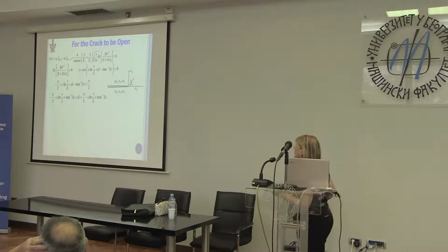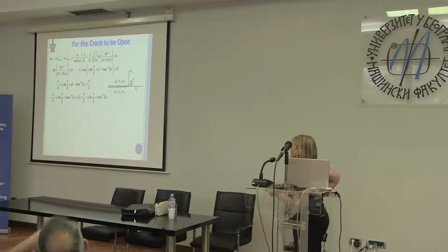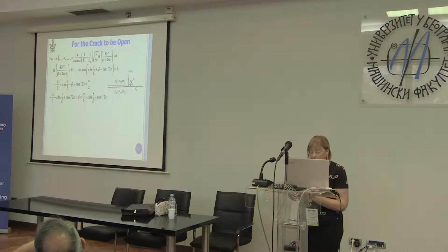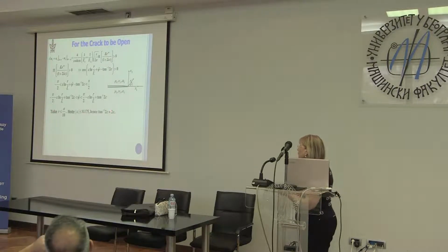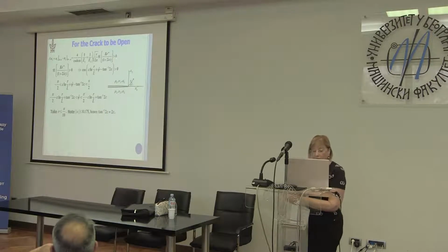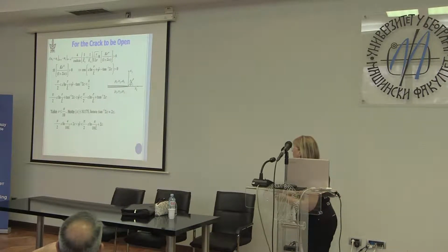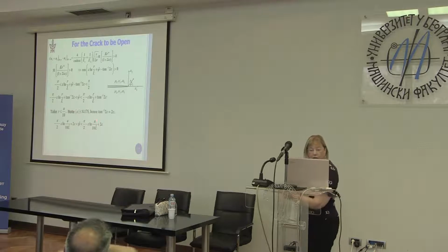And so we can write this, and we're finding what psi hat is for the crack to be open. So we have these two expressions, and we're going to take R smaller than A over 10. A is half crack length. Epsilon is small, so we'll write arctan of 2 epsilon is 2 epsilon. And so here is our expression.